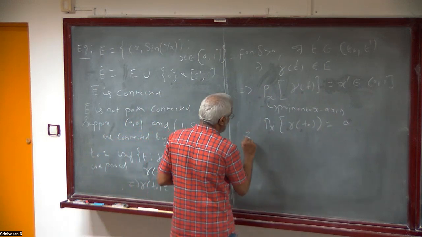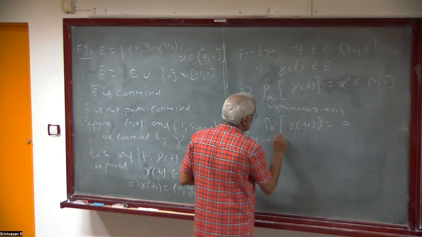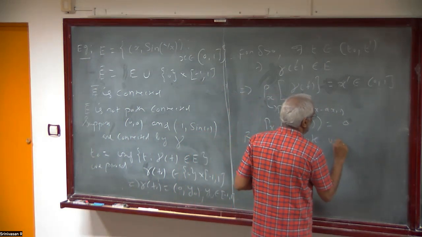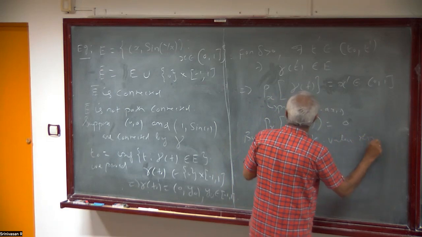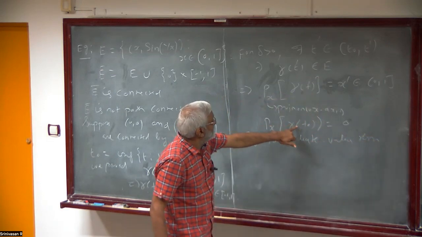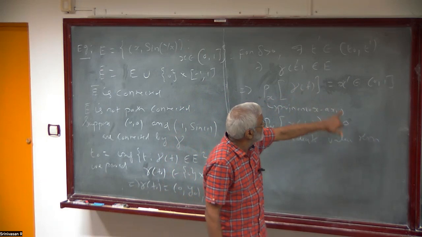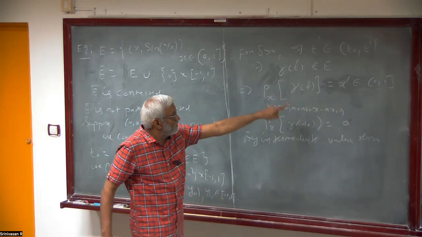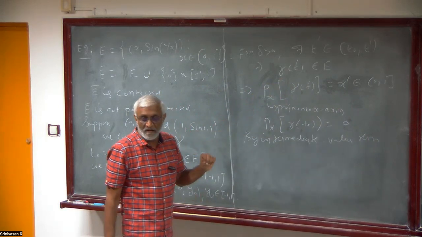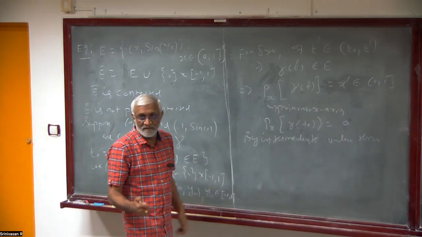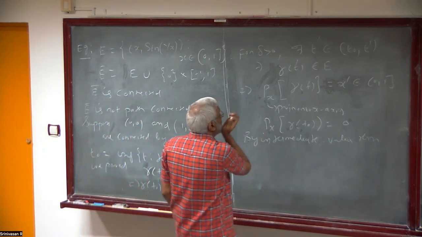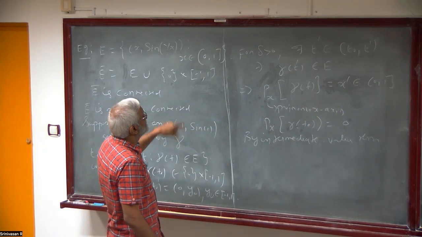Okay, by the intermediate value theorem, or by connectedness, all values from 0 to x naught should be taken by some T between T naught and T prime. All values should be attained. It may go out of the set, but they should be attained. Okay. So this is true for all delta.